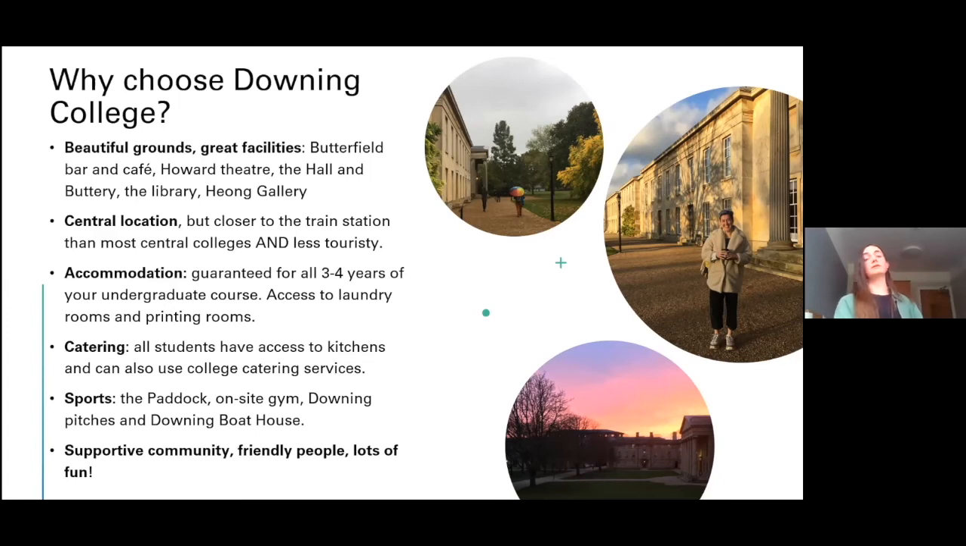And in terms of catering, you don't have to decide whether you will be self-catering or catered for, because all students have access to kitchens. But if ever you don't have any food in, you can just pop down to the hall, and you can buy some food there using your student card. So you're not having to commit to anything either way. And some other colleges do have funny rules about how many times you have to eat in hall per term. So it's nice that we have that freedom.